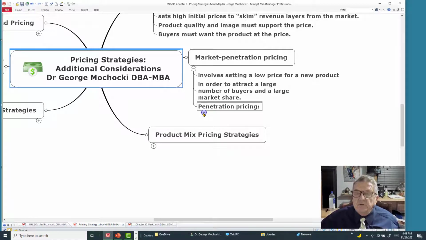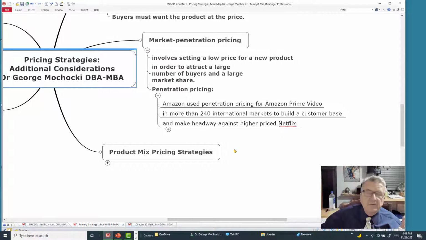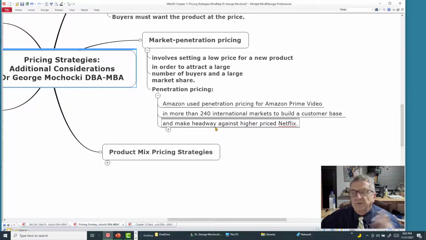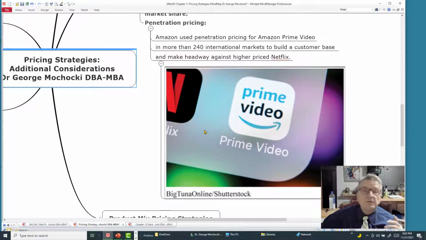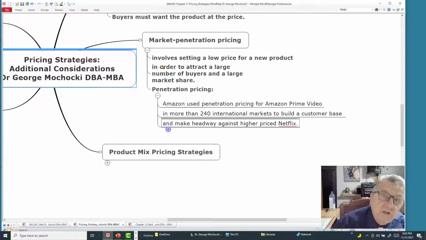When I look at penetration pricing, Amazon uses penetration pricing for Prime Video, in more than 240 international markets, to build a customer base and make headway against higher priced Netflix. Amazon could do that, but Netflix is still there, because Amazon is a jack of all trades, whereas Netflix is very specific to entertainment, streaming, and video. Remember, Netflix had the DVDs, and I think they were the first ones that actually started with streaming, so they are a leader in that area. Amazon is just catching on.